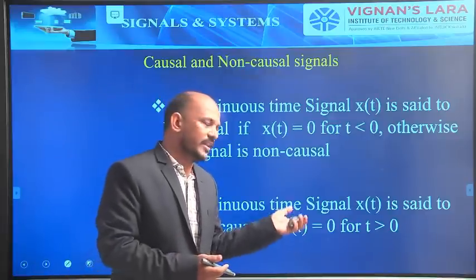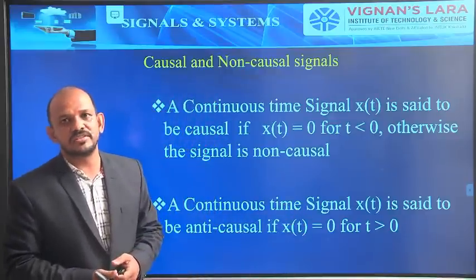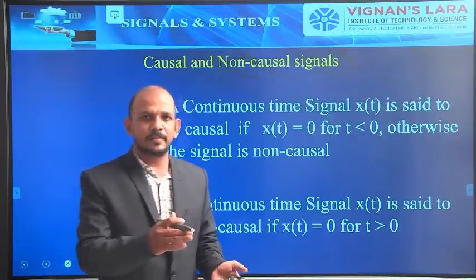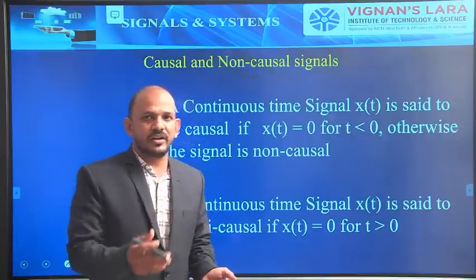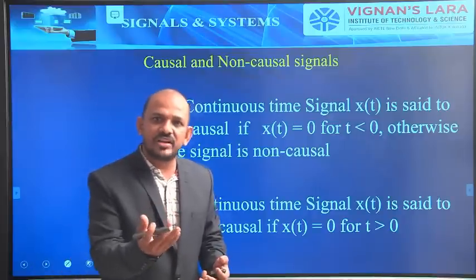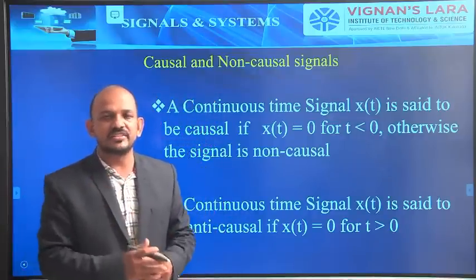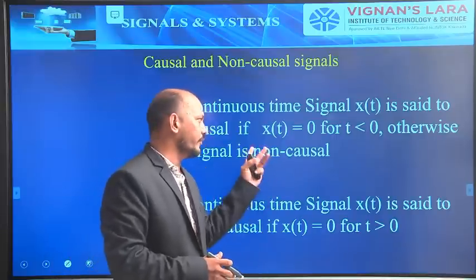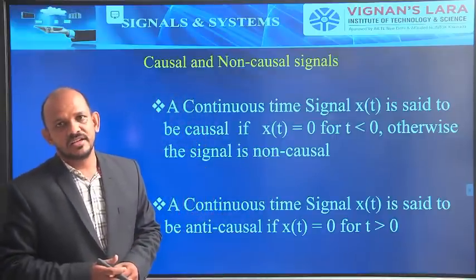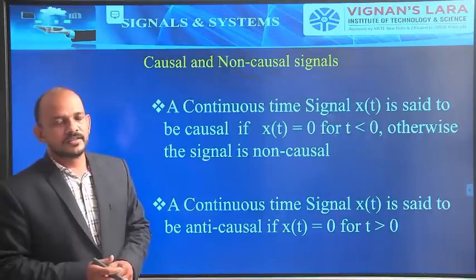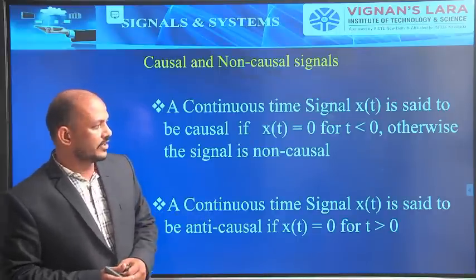Otherwise, it is non-causal. Simply, non-causal means it can have values on both sides. x of t has values for positive t and for negative t. If the signal is on both sides, then we call that signal non-causal. There is one more thing, anti-causal.